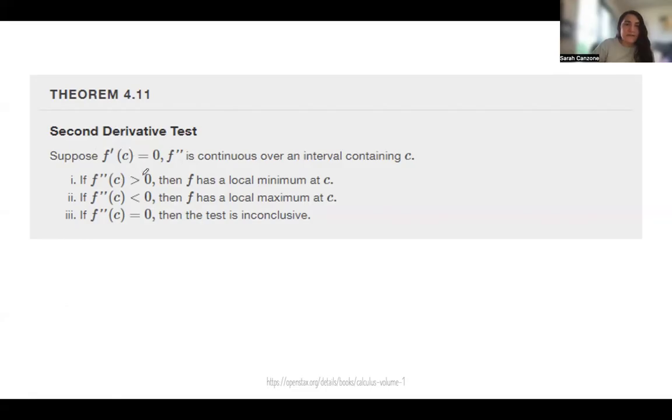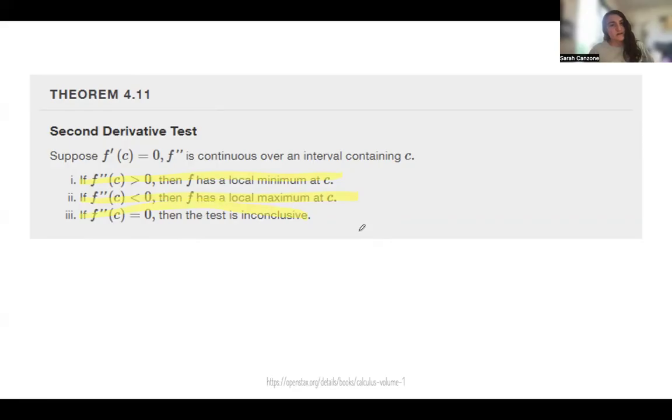If your second derivative at that point is greater than 0, then it's a minimum. If your second derivative is less than 0, then it's a maximum. So you don't necessarily have to consider whether it goes from increasing to decreasing or decreasing to increasing. You can just determine it with the second derivative test. If it's 0, you can't tell anything.